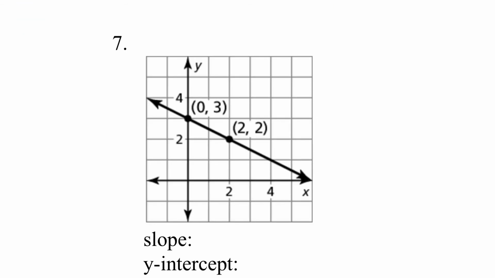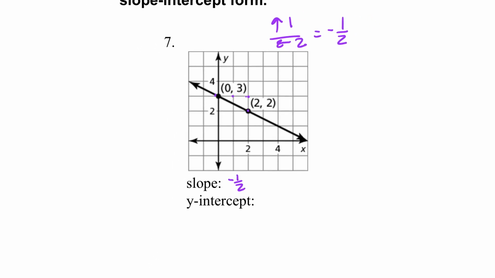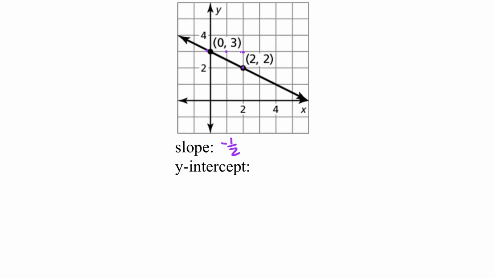So in question 7, we need to figure out our slope first. So I went up 1, I went to the left 2, so my slope is -1/2. And my y-intercept, so my slope is -1/2, and my y-intercept is at 3. So my equation of the line is y is equal to -1/2 x plus 3.